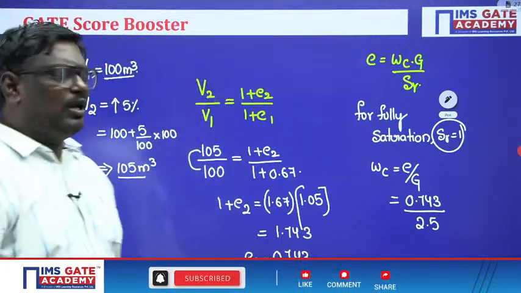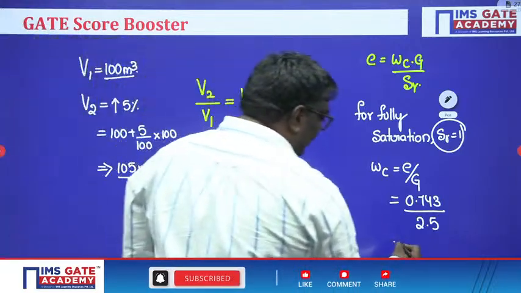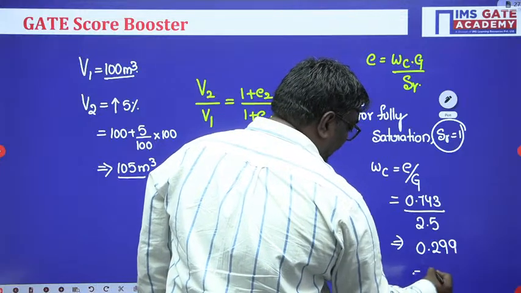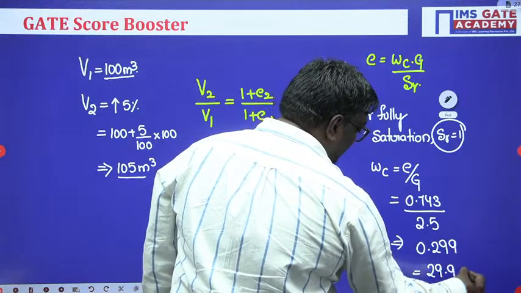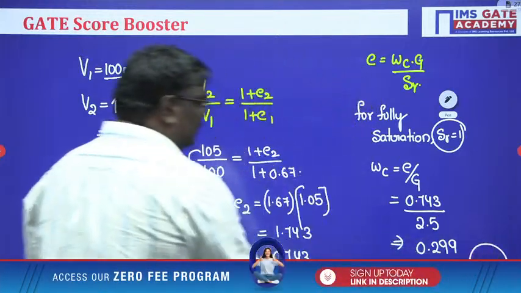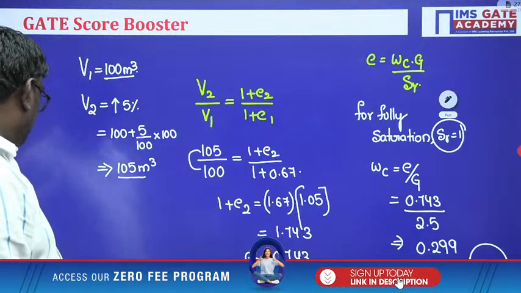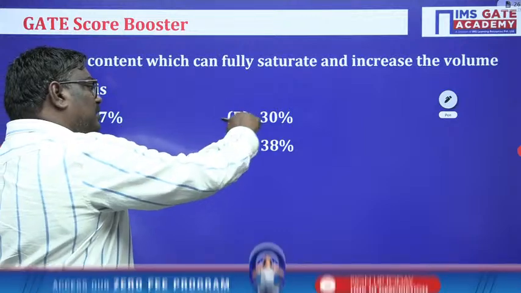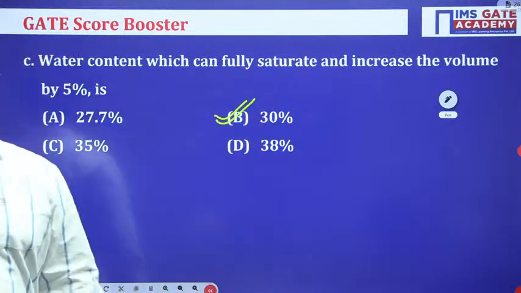So 1 divided by 2.5. If you solve this, roughly you will get a value of around 0.299, or you can write 29.9%, approximately 30%. Okay, sir, just check it. This is the answer we have, that is 30%. Agree, my dear students?